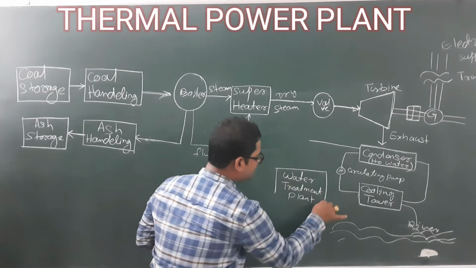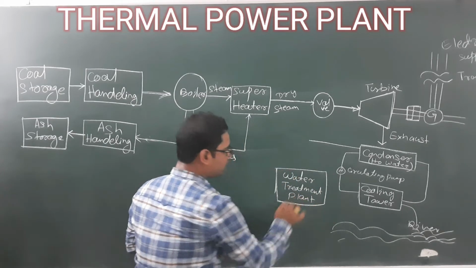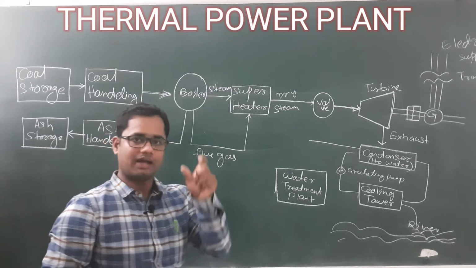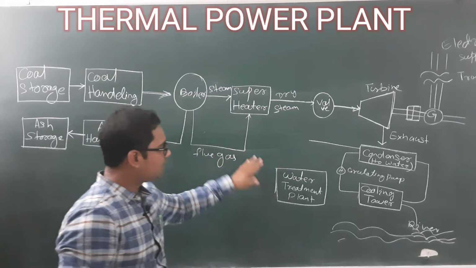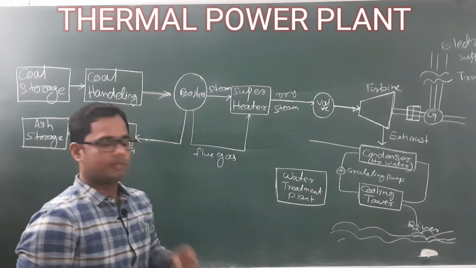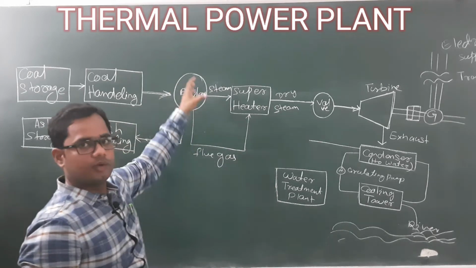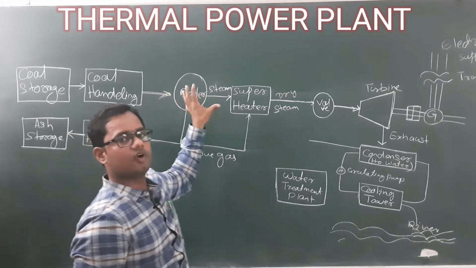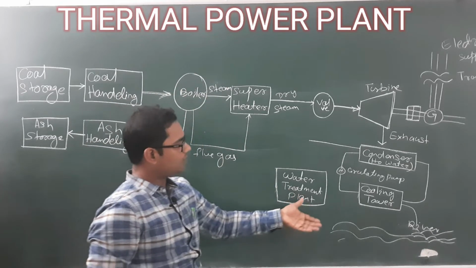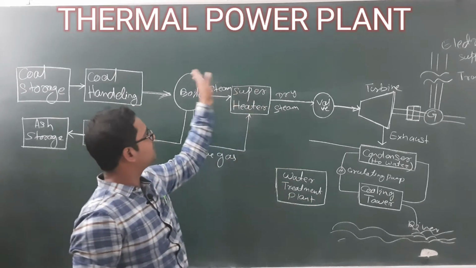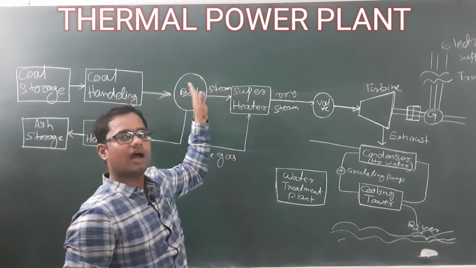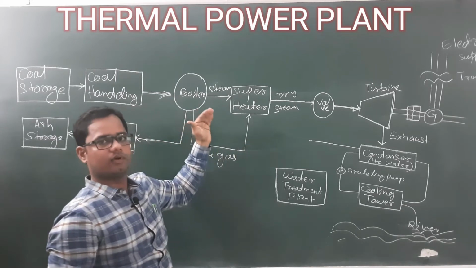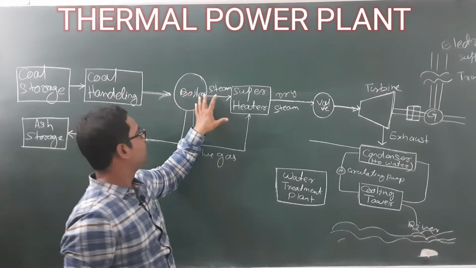So in your water treatment plant, whatever the metal, whatever the mineral or hardness present inside the water, this hardness will be removed, because in your boiler the tubes are there. In the tube you will put the water, and the tubes are basically copper tubes. If you put the raw water directly inside the tube, then it will be corroded.